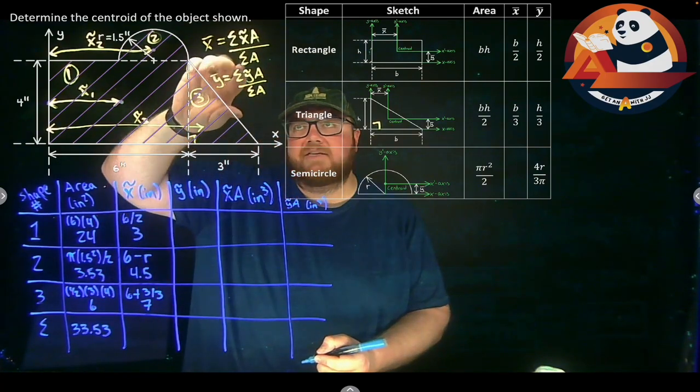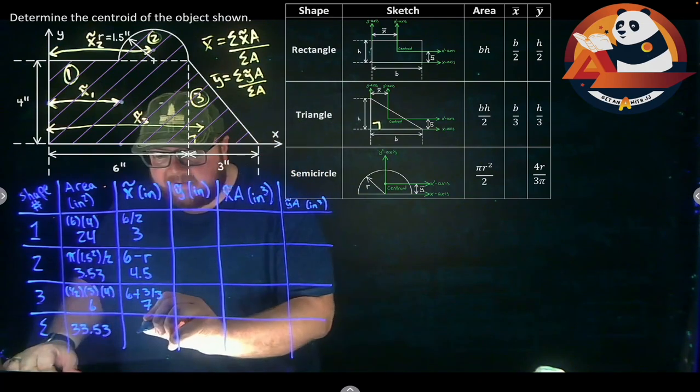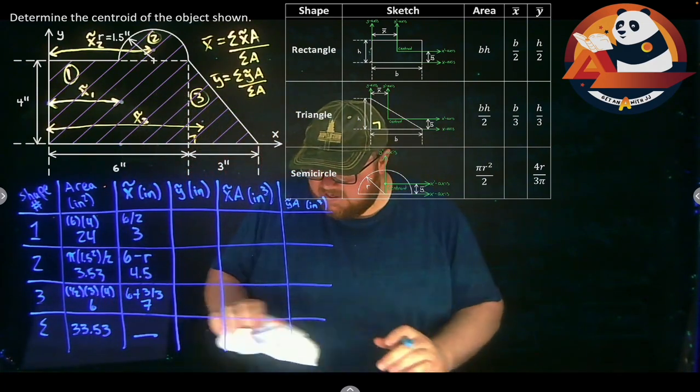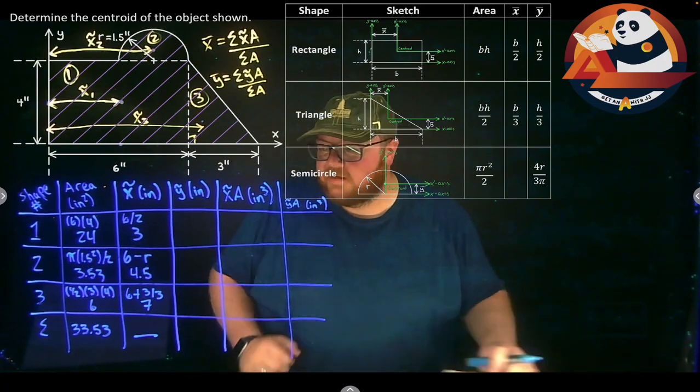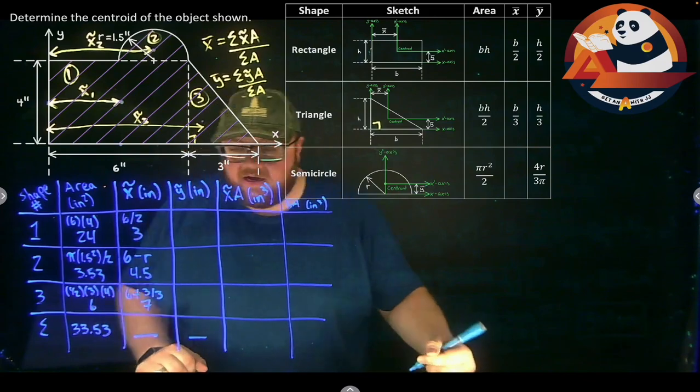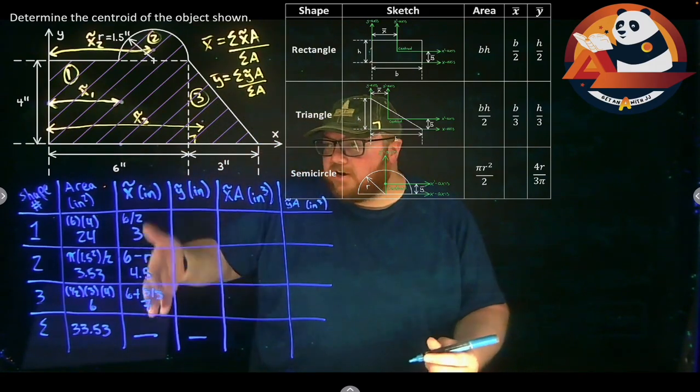I never have a sum of my x tilde, so let's not worry about summing this column up. It wouldn't hurt if we did find it. It's just not a necessary thing to solve our problem. That same idea would be true for our y tilde. We don't need to sum it up either. So we'll just cross it off. That finishes our x tilde.